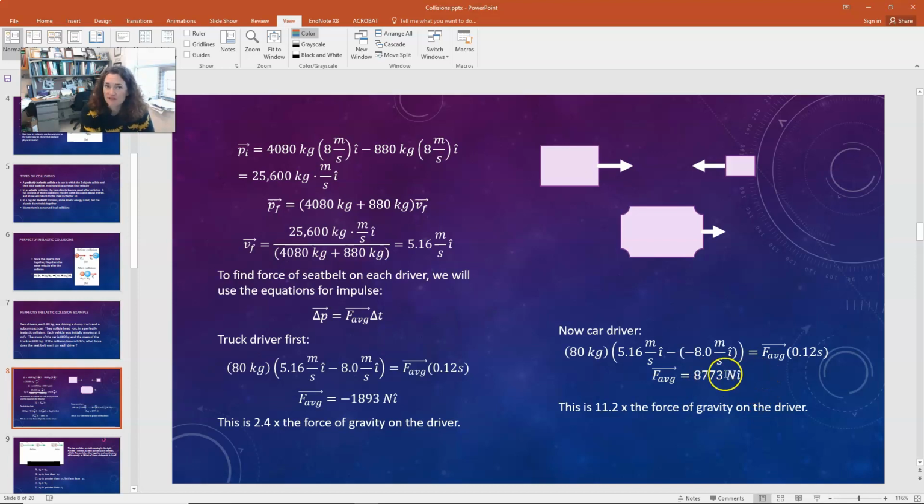Now, if you solve for that in terms of the number of g's experienced, then it's 11.2 times the force of gravity on the driver. So if that occurs over a very short time span, you might not live through that, okay? So this is a little warning to you to be cautious in your driving.